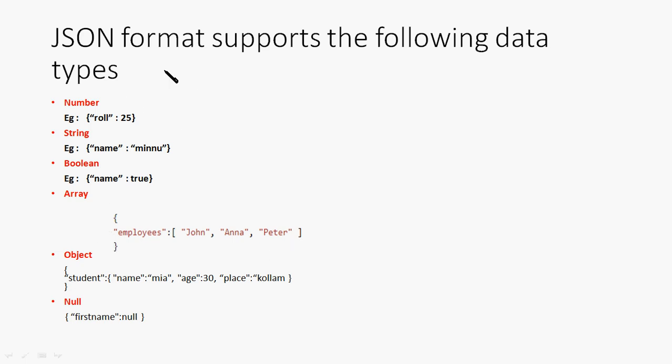Another important feature is that JSON supports the object data type. Here a student object is defined in JSON. We can also define the null data type in JSON.